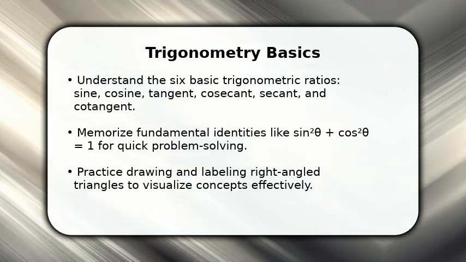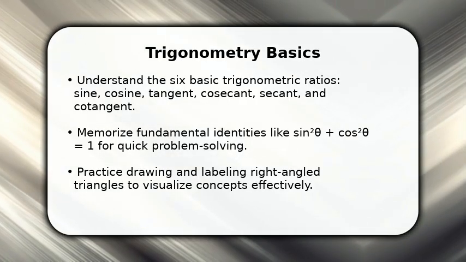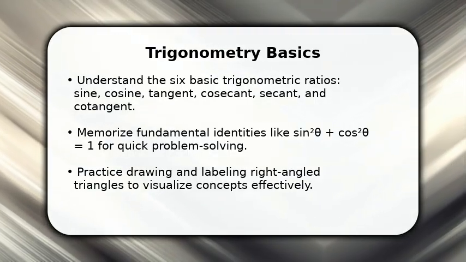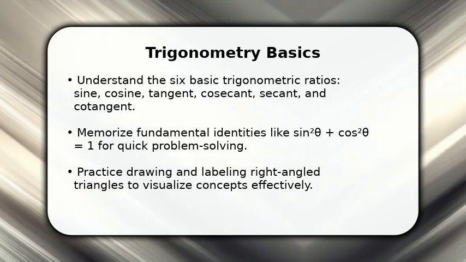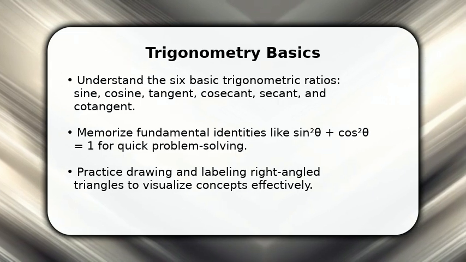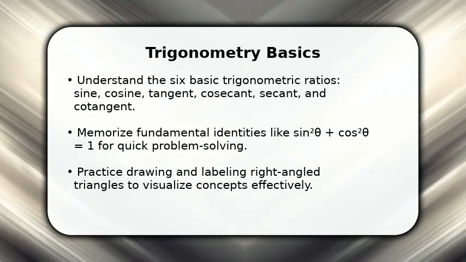Next, commit fundamental identities, such as sine squared theta plus cosine squared theta equals 1, to memory. Finally, practice drawing and labeling right-angled triangles. This visualization is crucial for understanding the relationships between angles and sides.